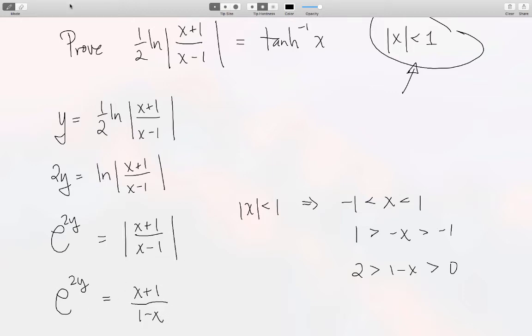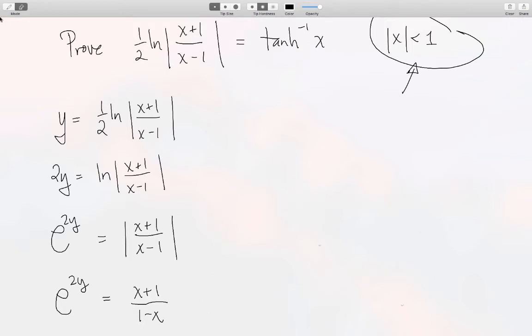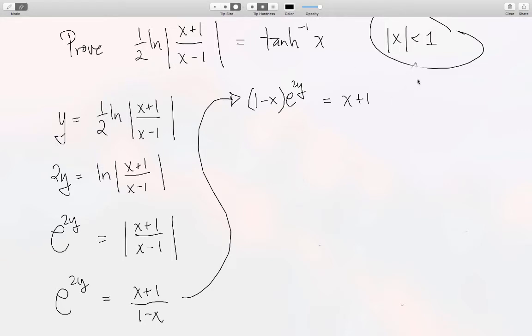I got rid of the absolute value, and I want to solve for x. So solving for x, from here now let's actually solve for x. We cross multiply: 1 minus x times e to the 2y would have to equal x plus 1. And so distributing, I have e to the power 2y minus x e to the power 2y is x plus 1.